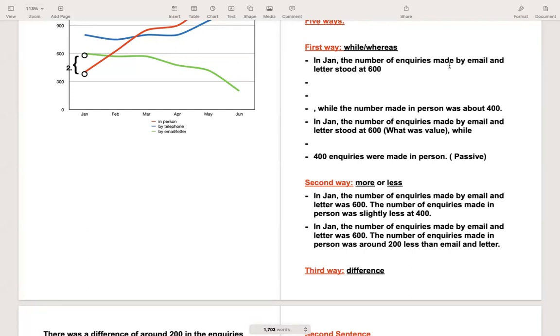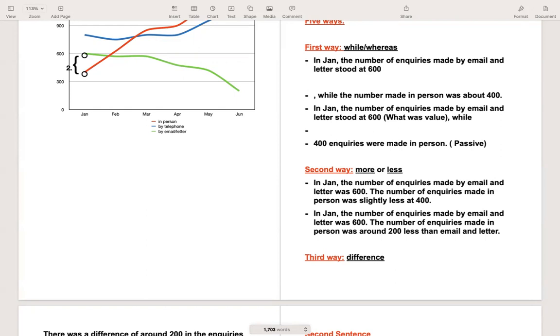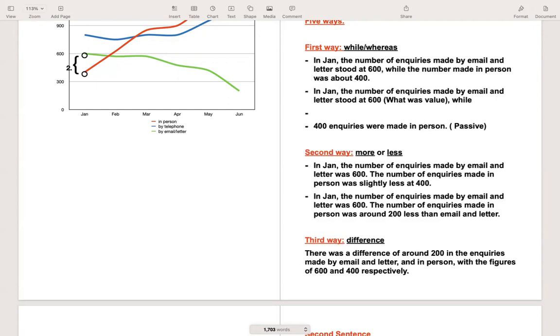I'm saying the number of inquiries made by email and letter was this much. This was the number of inquiries. So made is not my verb. When made is a verb, then you can put is or was here. But here it's not that. I'll teach you this later also. Just hold on, it'll come. I'll clarify why there is no "is" here.